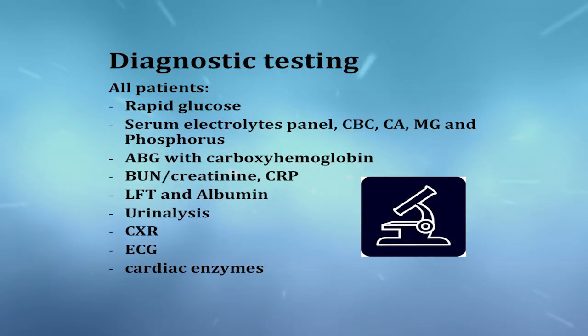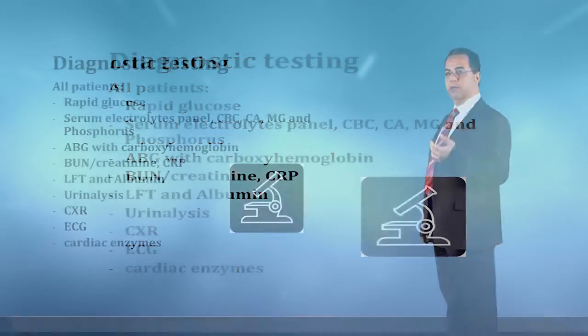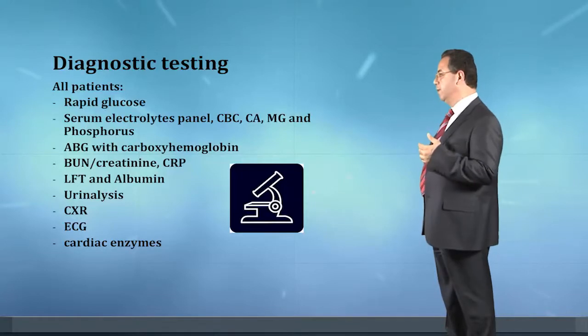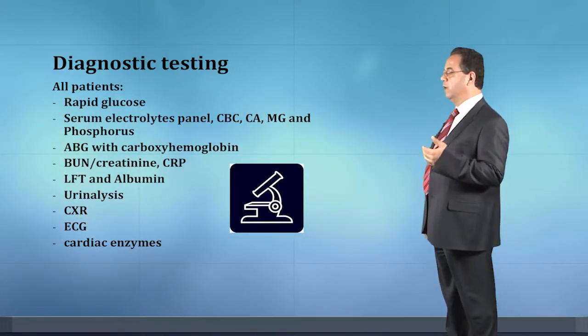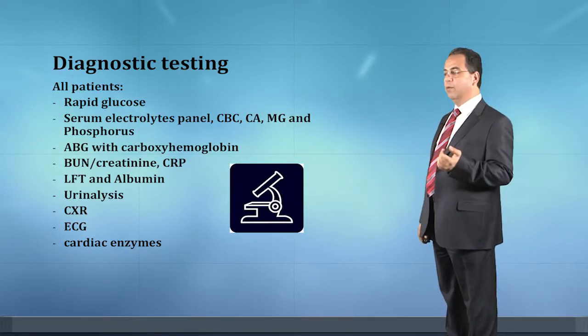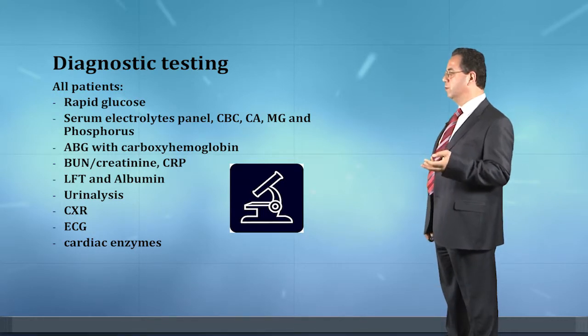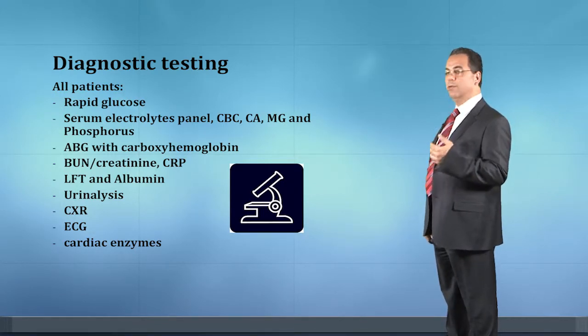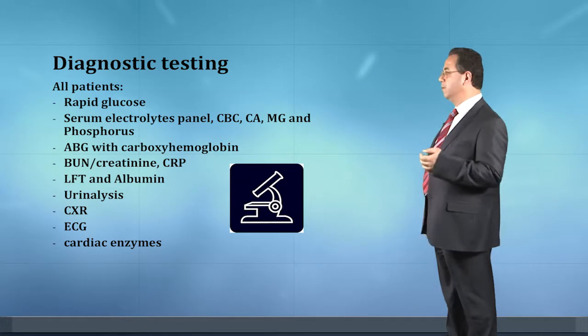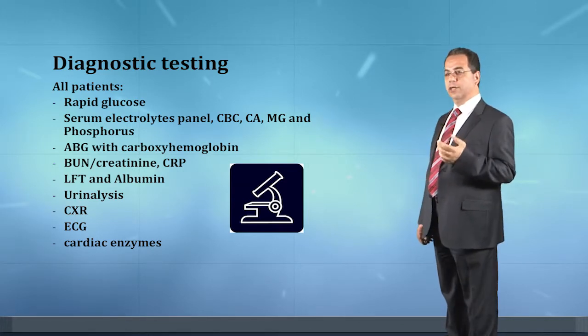Typically, all patients will need to have rapid glucose testing during the vital signs checks. Then you order blood tests for serum electrolytes, a CBC, which will tell you if there's any infection or a severe anemia. Electrolytes up or down, levels of sodium, potassium, calcium, magnesium, phosphorus could help explain the change of mental status.